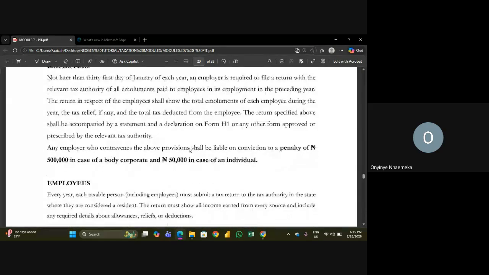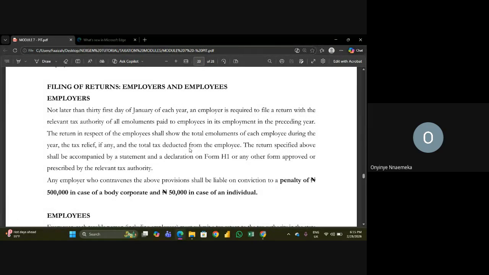Filing of returns now, employer and employee. For employers, an employer shall file returns not later than the 31st day of January every year. An employer is expected to file returns with the relevant tax authority of all emoluments paid to employees in its employment in the preceding year. The return in respect of employees shall show the total emolument of each employee during the year, tax relief, and total tax deducted, in a specified format prescribed by the tax authority.